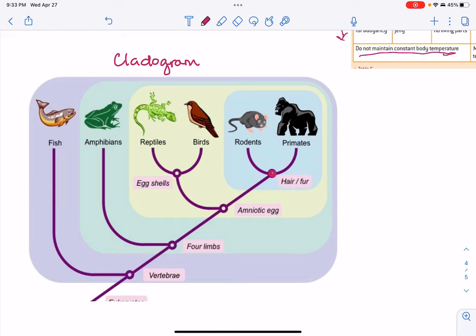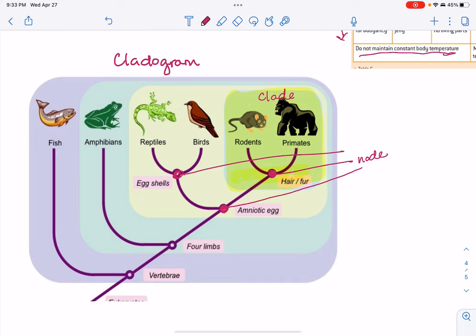are where each of the groups combine. We call this a node. So you may hear me use the word node sometimes. This is a node. This is a node. All of those are nodes. And when we have these two, primates and rodents, they are known as a clade. But here's the weird part. They share a clade, and they have a common characteristic, which is hair and fur. So rodents and primates is a clade.